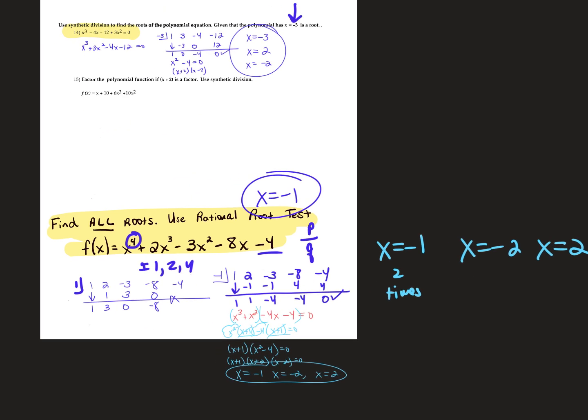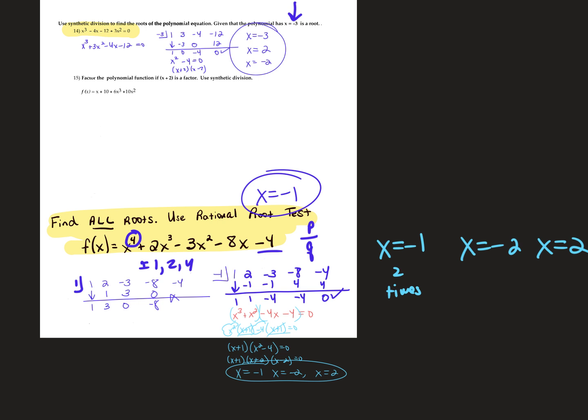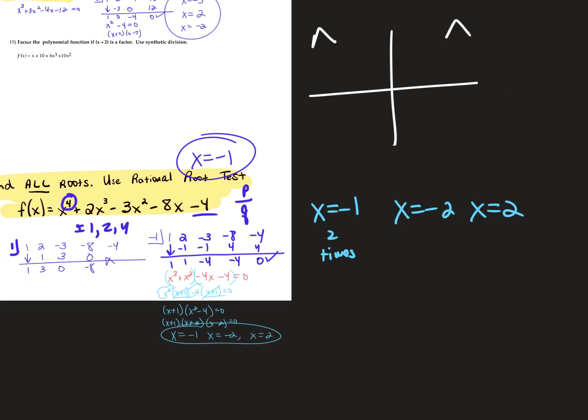What are the end behaviors of this graph? Rising left and rising right. It's a positive, even exponent, so it's going up in both directions. Good. What's going to happen at negative 2 and positive 2? It's going to go through the x-axis. What's going to happen here at negative 1? It's going to bounce. It's going to touch and turn. So watch what that looks like, guys.